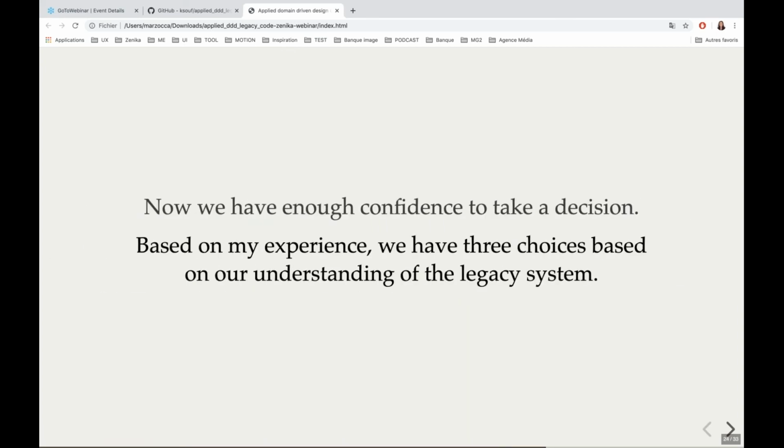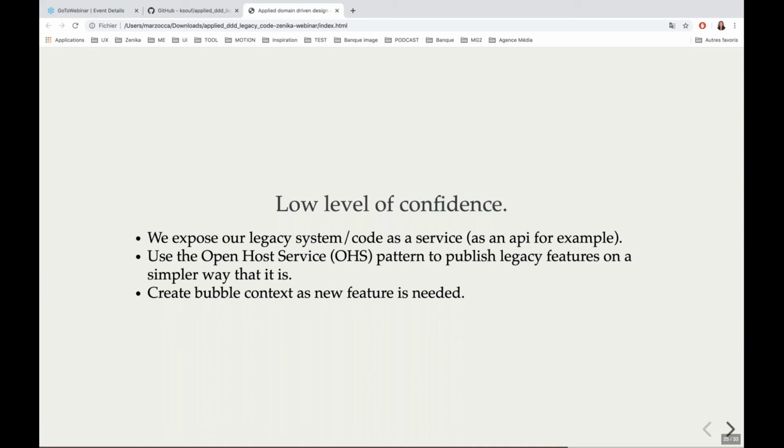So now I think with all the information that we've gathered, we have enough confidence to make a decision. Based on my experience, there are always three choices when dealing with a legacy system. The first one is when you have a really low level of confidence. What we do is encapsulate the legacy system as a service. So you expose it as a service.